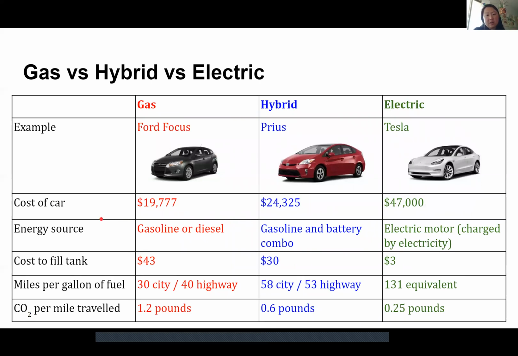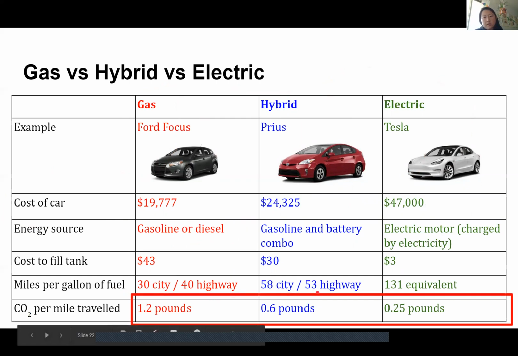Another topic that has appeared in a lot of materials on the test is gas, hybrid, and electric cars. We have gas cars like a Ford Focus, the hybrid, which is a Prius, and the Tesla, or there's a bunch of electric cars now, but fully electric cars. The one thing that I want you to take away from this is that the gas car obviously emits the most CO2. Hybrids less, but still some. And then the electric, almost none.